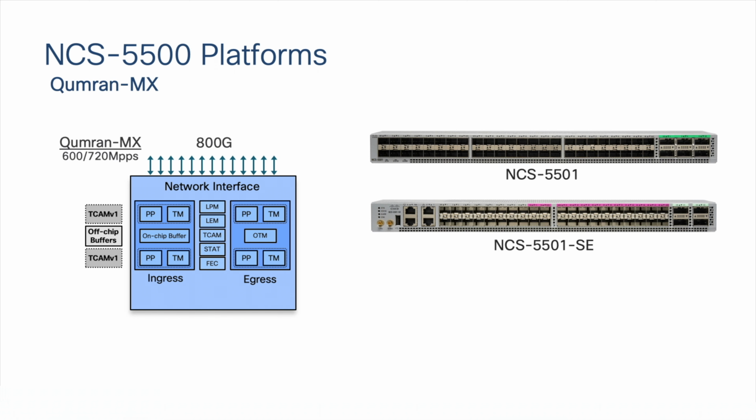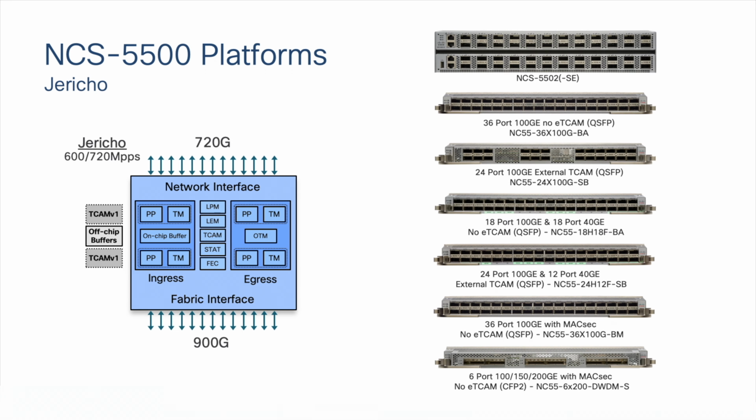In our portfolio, only the NCS 5501 and 5501SC are based on this chipset. The SC version offers 40 ports SFP and 4 ports QSFP, and the non-SC port density is slightly higher, 48 SFP, 6 QSFP, which exceeds the 800 gig capability of a Qumran-MX. That's why we talk about oversubscription here.